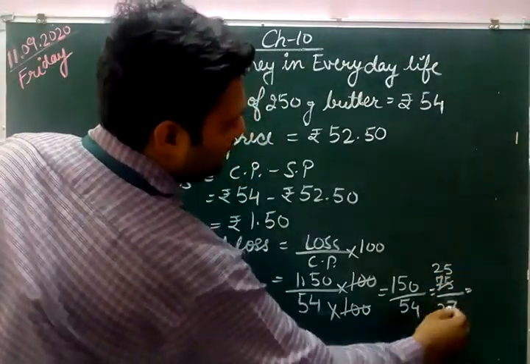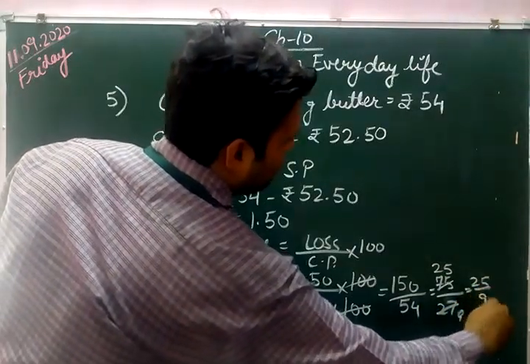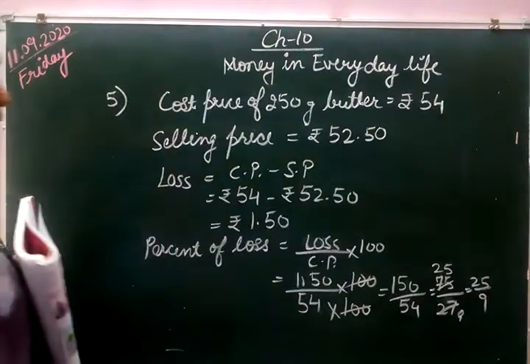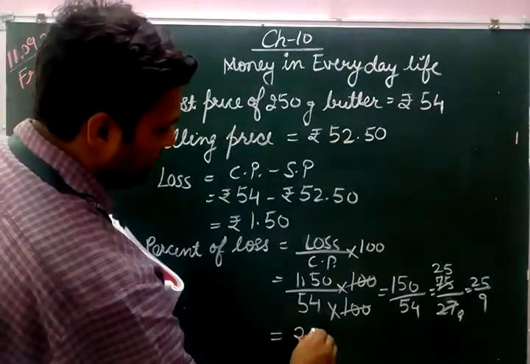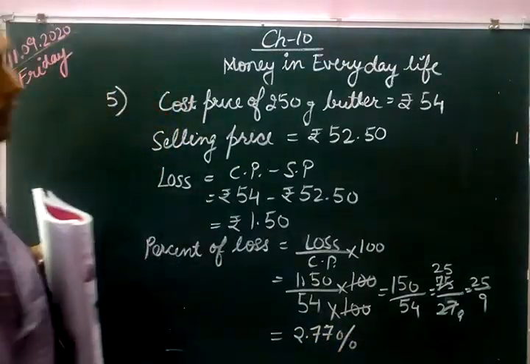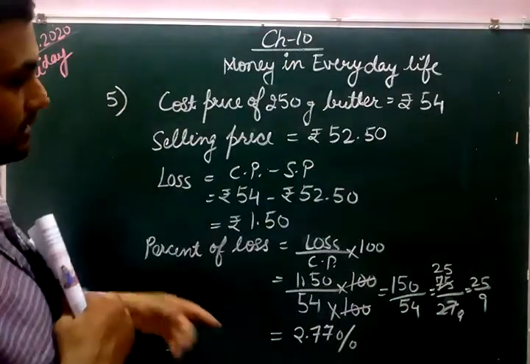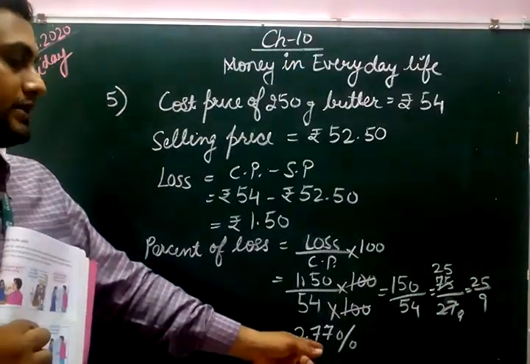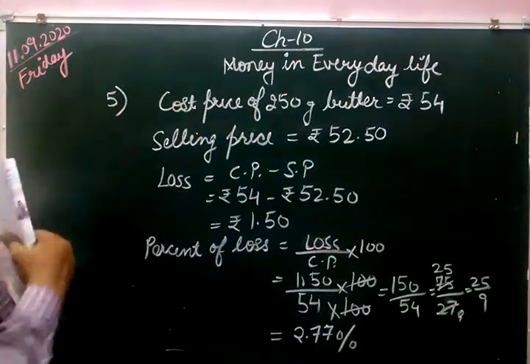325. When you use the table of 3, here 9. So 25 divided by 9. The answer you got is 2.77%. This is the answer. This is the loss percent.